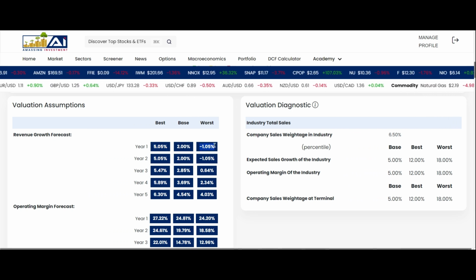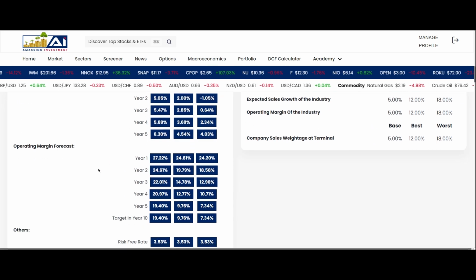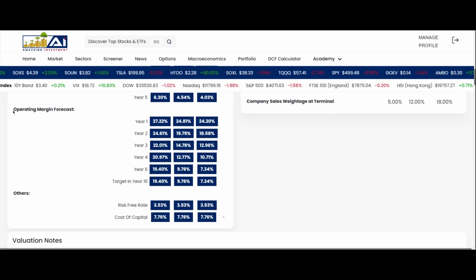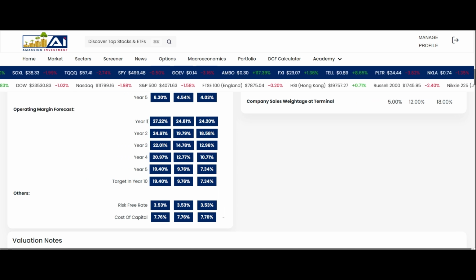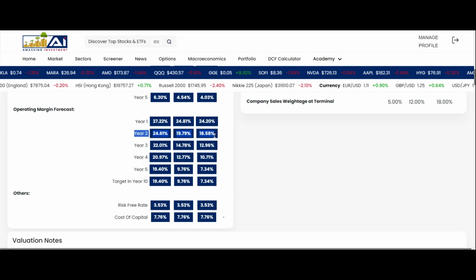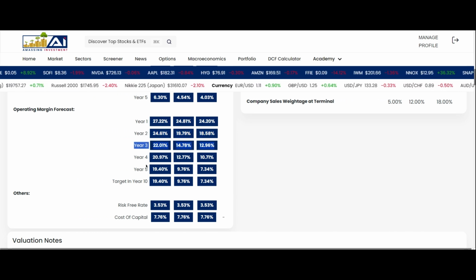Next, we assess Apple's operating margins. Similar to revenue growth, we forecast operating margins under the best, base, and worst case scenarios. These margins are crucial for understanding how efficiently Apple can convert sales into profits, a key determinant of its financial health. Our projections take into account Apple's cost management, pricing strategies, and the competitive landscape.